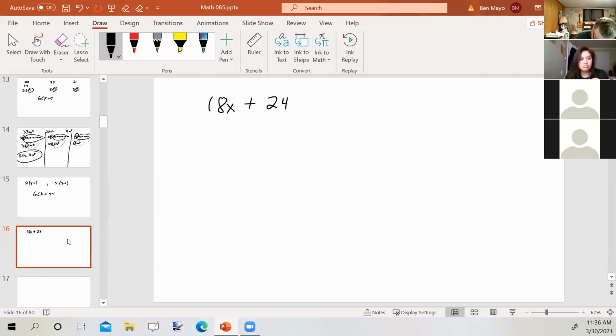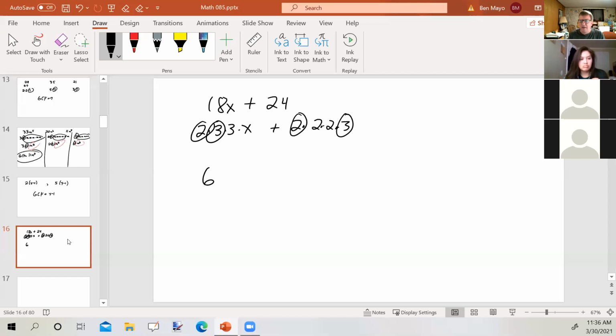Let's see. 18x, that would be 2 times 3 times 3 times x, and 24 is 2 times 2 times 2 times 3. What's common to both of them? I see a 2 and a 3. So that would be a 6. So the greatest common factor is a 6. But it doesn't want us to just find the greatest common factor. It says factor it out.